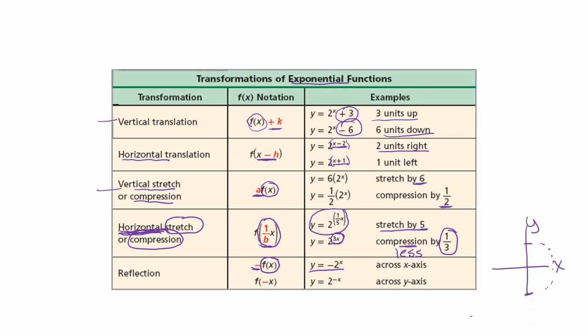Now, for the reflection across the y-axis, I'm going to just erase this. When we go across the y-axis, we see that we're going across this way. This is our y, this is our x. And now my x's are going positive to negative. So here we have to put that negative snuggled up with our x. Notice our x is up here in our exponent, so we put it in front of our x here.